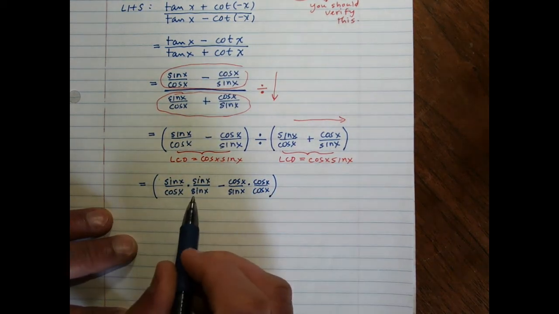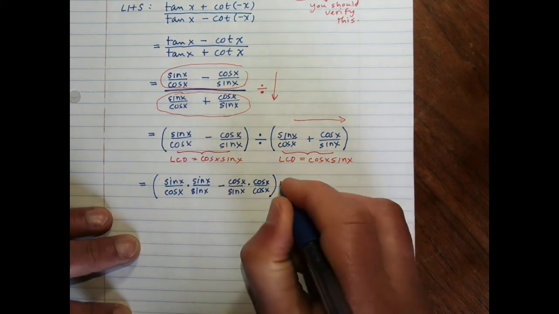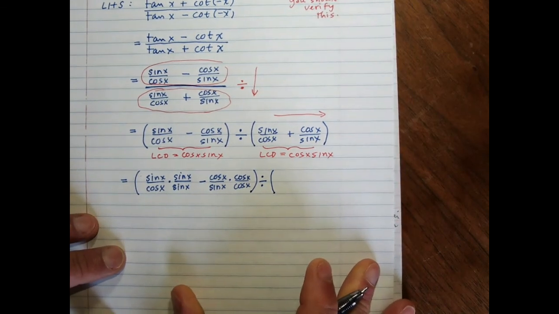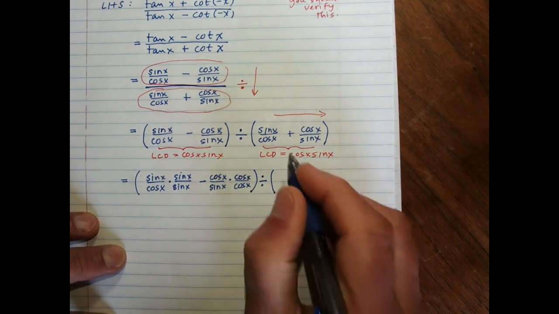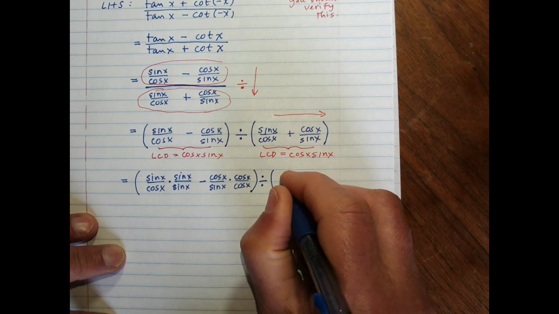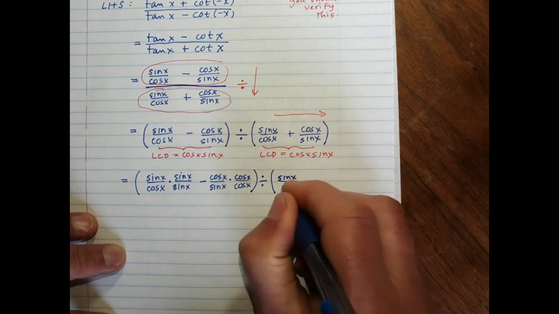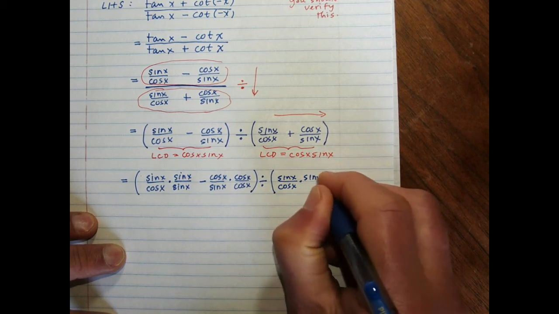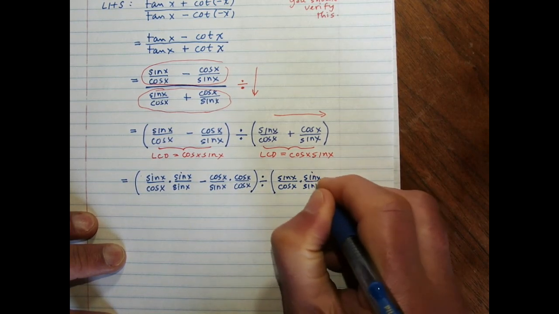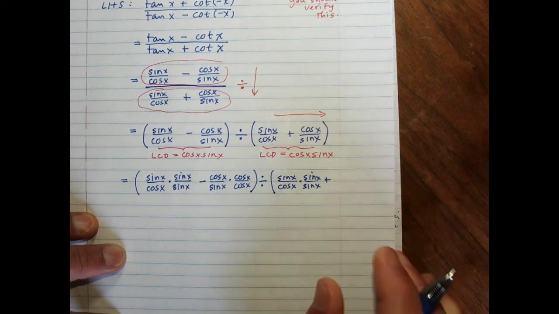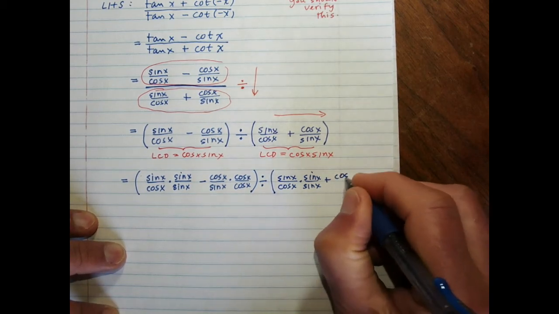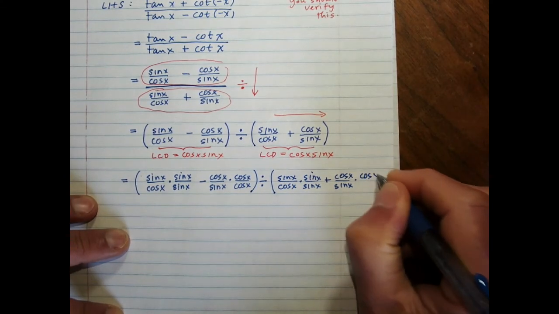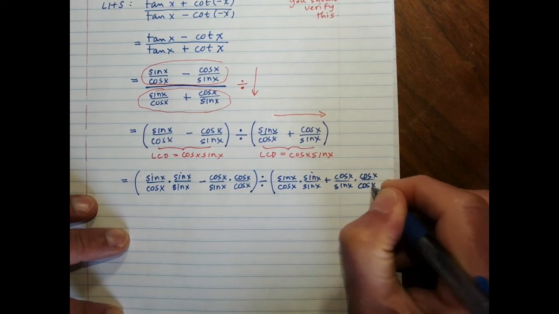So that each of those fractions will have the common denominator. Now I'll start working on my other addition here. In the same way, I'm taking the first fraction, sine x over cosine x, and I'm going to multiply by sine x over sine x to get that common denominator, plus cosine x over sine x. I'm going to multiply by cosine x over cosine x. So it's quite a mess.